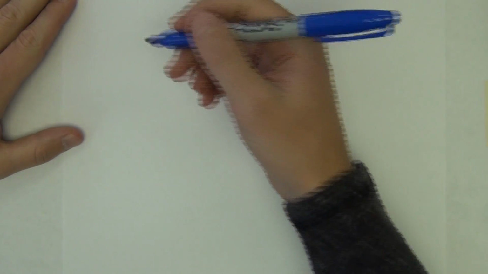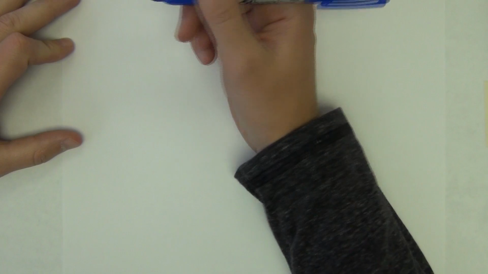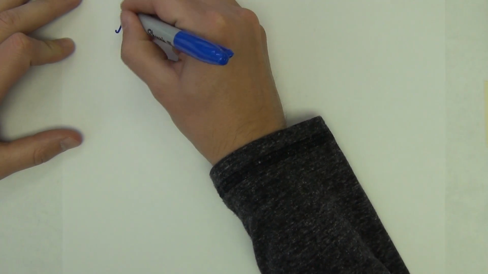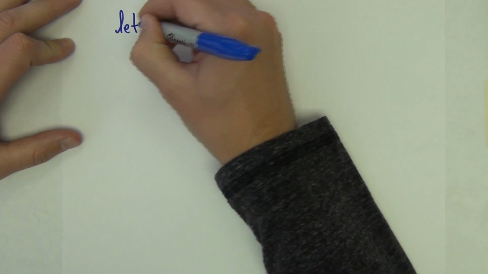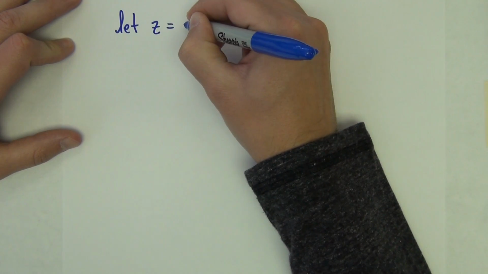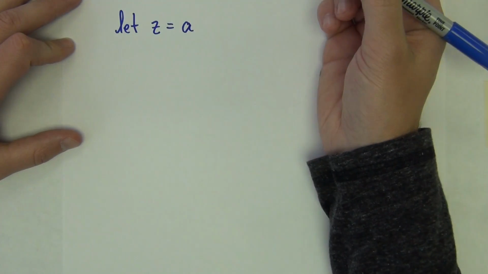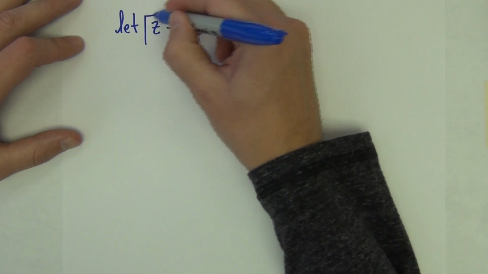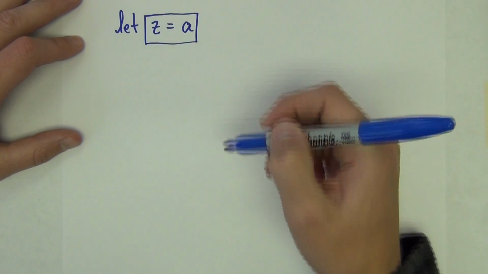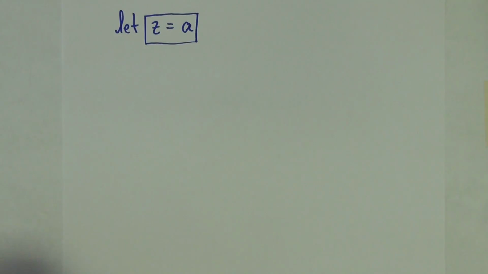And since all the variables cancel out, we're just going to pick one. Typically we pick z, so I'm going to let z equal a. Okay, so there we go. I've got a solution for z. Okay, it's not a numerical solution, but it's a solution nonetheless.